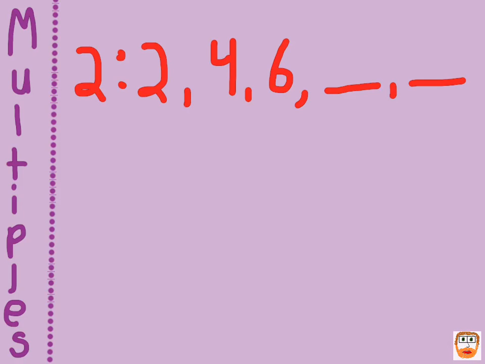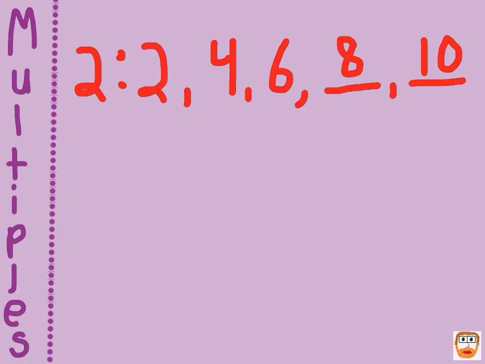Think about it. All right. The next multiple, you guessed it, 8. And finally, the last multiple on this page is 10. It doesn't stop. It could keep going. Great job. Thanks for using your brain.